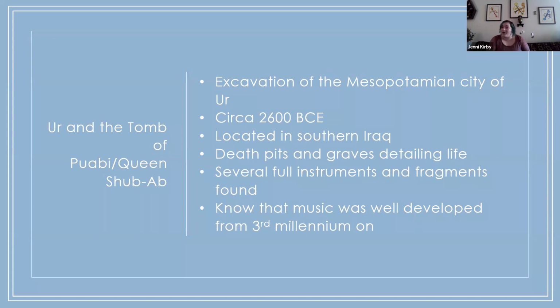So they had graves for monarchs or other rulers, wealthy people, and they would be buried with their greatest finery, buried with gold and jewels and musical instruments. So one interesting thing about the excavation at Ur, and especially the tomb of Puabi, or also called Queen Shubad, is that they found a lot of people in her grave. So this is very interesting.